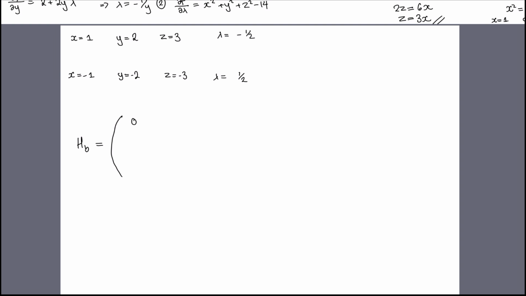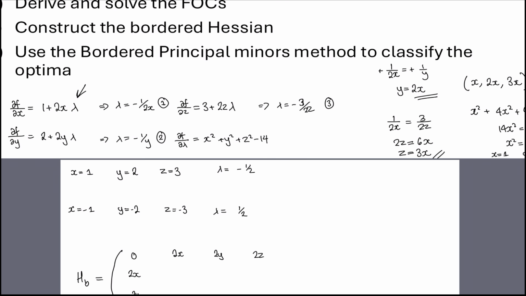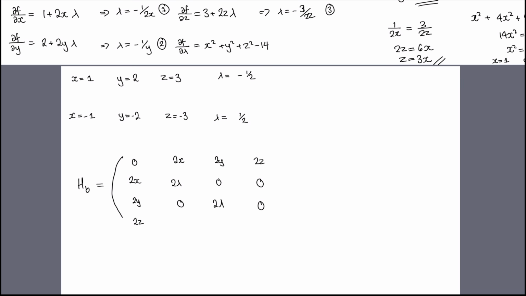Cool. If we now work out the bordered Hessian, this will be 0, differentiating the constraint partially with respect to x, y, and z gives us 2x, 2y, 2z respectively, and that carries on over here. If we now differentiate this again with respect to x partially, we just get 2 lambda, and because it has no other variables, differentiating it with respect to y and z just gives us 0. That's the same over here. Differentiating this with respect to y just gives us 2 lambda, and then differentiating this with respect to z just gives us 2 lambda again.